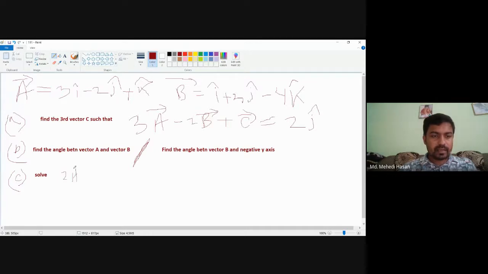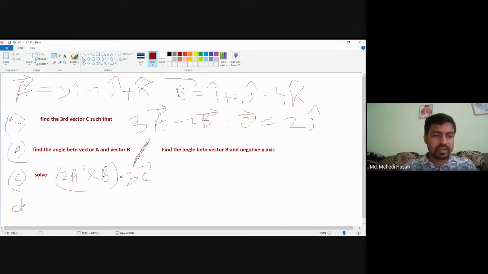Twice A cross B dot 3C. Okay, twice A cross B dot 3C. This is dot, sorry. This is basically dot, so the dot product between 3C and 2A cross B.